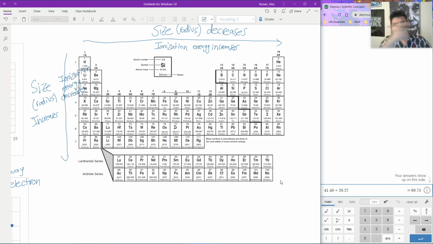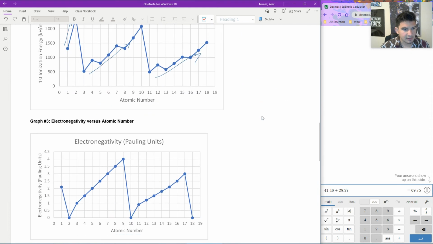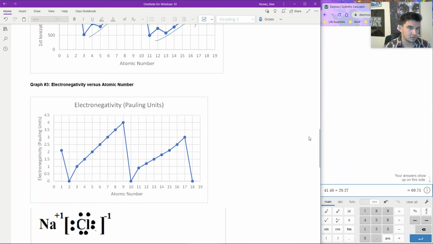And these two things are linked. Remember, we said the size decreases as you go across because there's more protons, and the protons pull the electrons in tightly. If they're pulling those electrons in tightly, it's going to be really hard to rip them away, so they have really high ionization energies. So those two things are linked with each other. They're not just random. And in fact, they're even linked to the third thing we learned, which was called electronegativity. And electronegativity is the willingness to steal another electron.